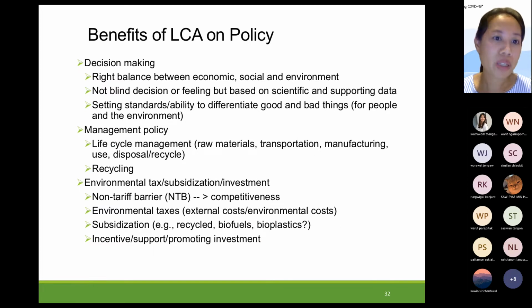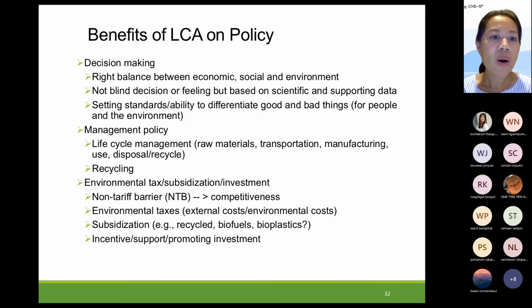The benefit of the LCA on policy is sometimes for decision making, like a balance between economic, social, and environment. Sometimes we think only about the economics, right, to produce the products, but we don't concern about the environment or the social. But if you use the LCA to assess your product life cycle, maybe you can answer about the environmental impact. Maybe the customer or the government think about this to make some decision for the industry, or make some other standard for the products, whether good or bad for the environment, something like that. And also it's for the certificate.